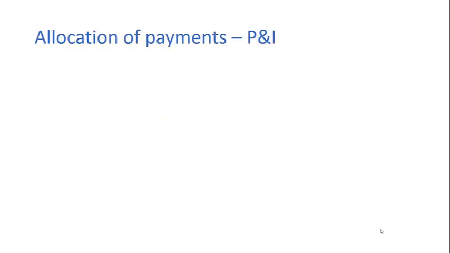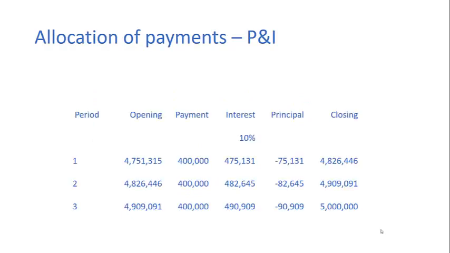We also need to work out the allocation of the payments to principal and interest components, and we do this with a table which looks like this. I always call this a present value table, and you can see that it starts with an opening balance, which is the fair value of the financial liability at inception. We have the coupon payment of $400,000.